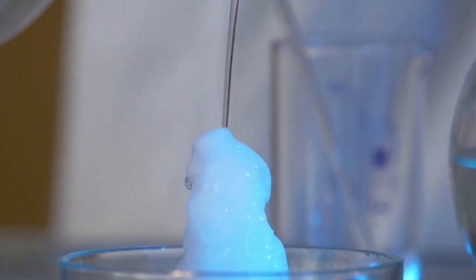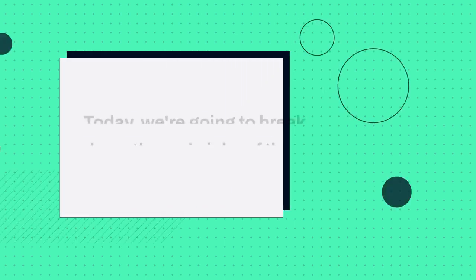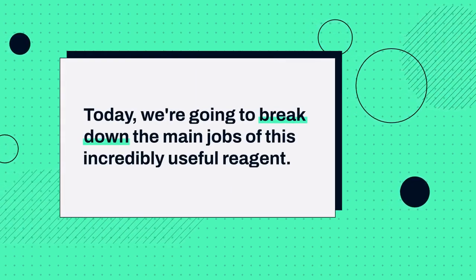Have you ever seen a simple white powder in an organic chemistry lab called potassium carbonate, or K2CO3, and wondered what it actually does? It shows up in so many different procedures. Today, we're going to break down the main jobs of this incredibly useful reagent.